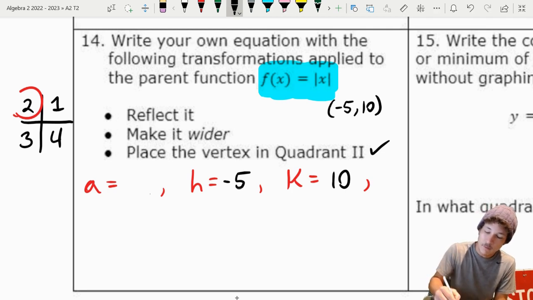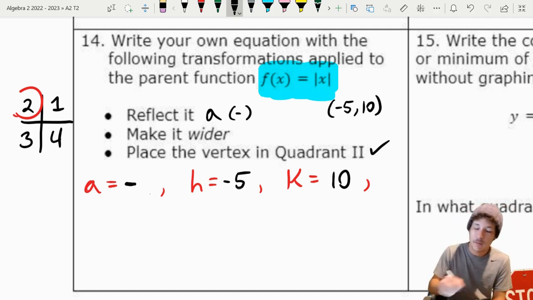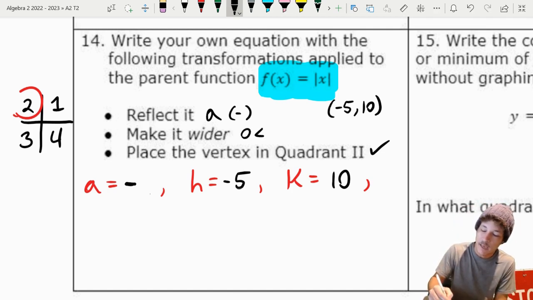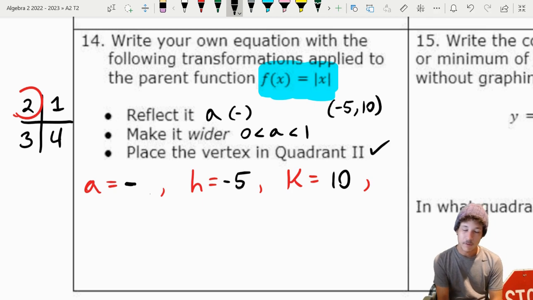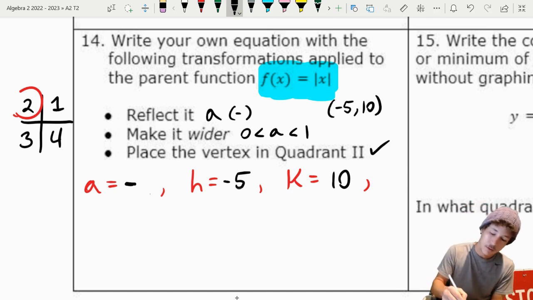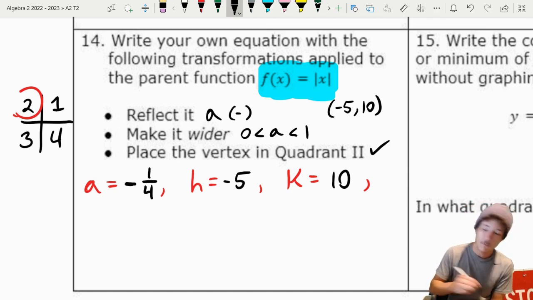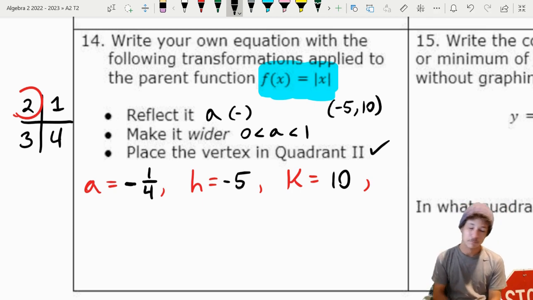To reflect it, we need A to be a negative number. So we need something negative here. And we need to make it wider, which means our value of A, whether it's positive or negative, needs to be in between 0 and 1. So the way to think about this is, okay, 0.5, 0.2. Everything between 0 and 1 will make it wider. So I'm just going to pick 0.25, or in other words, 1/4. So I'll just put -1/4.